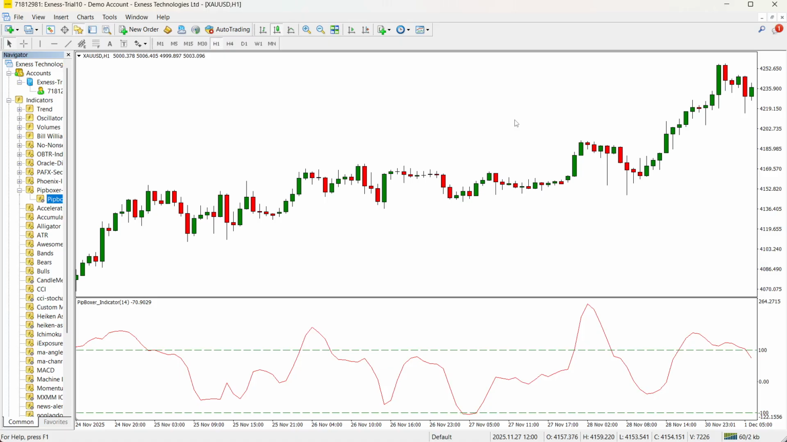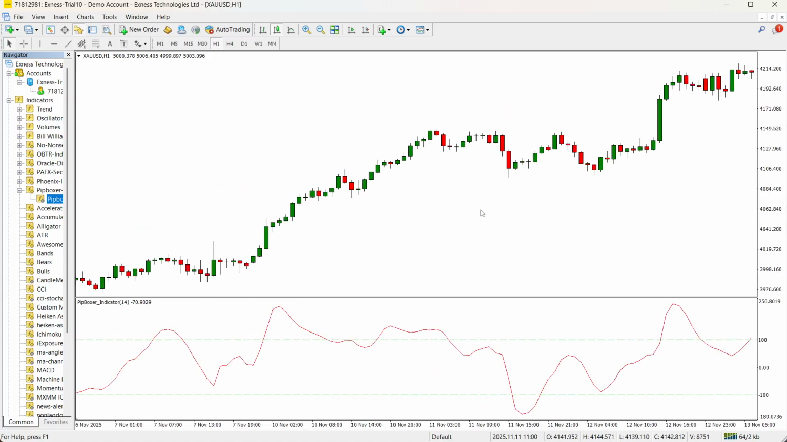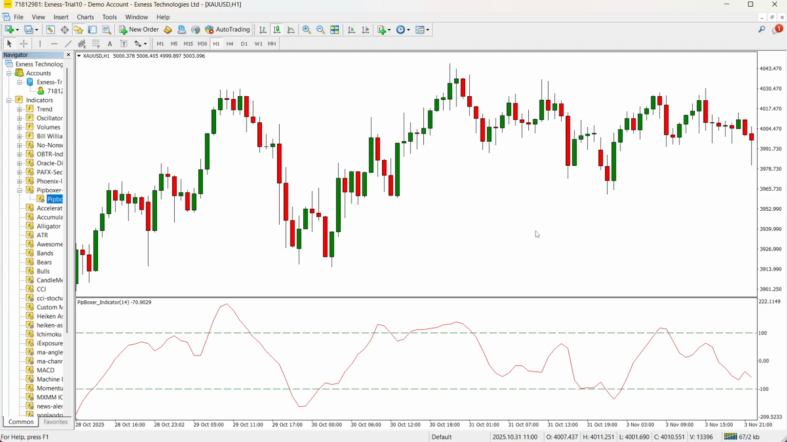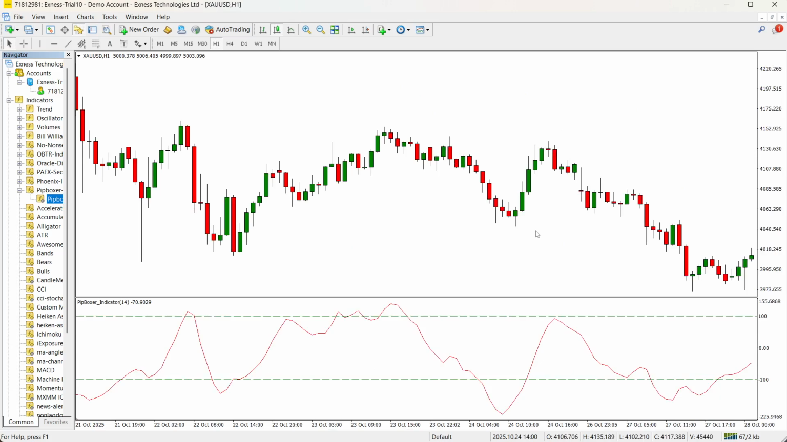As for who it is for, the PipBoxer indicator for MT4 is suited to traders who prefer a visual momentum style oscillator that highlights shifts between overbought and oversold conditions around the plus or minus 100 zone. Whether they trade reversals, pullbacks, or simply want a secondary confirmation tool, it is a visual analytical tool only. It does not execute trades or manage positions.